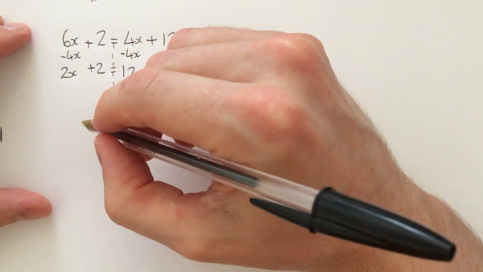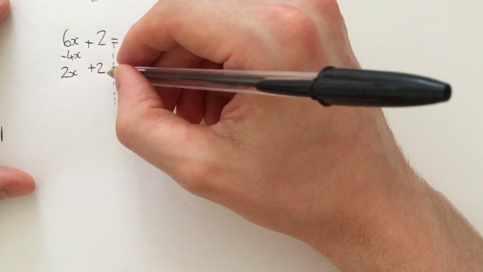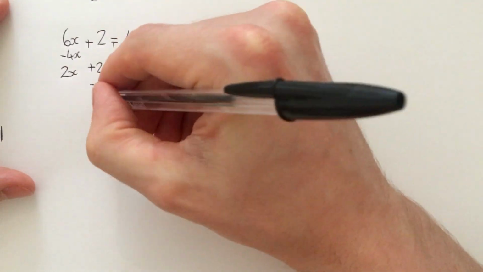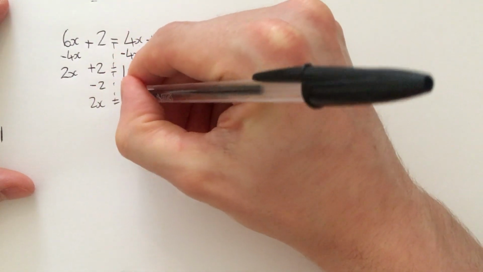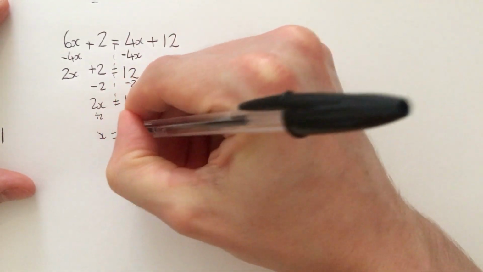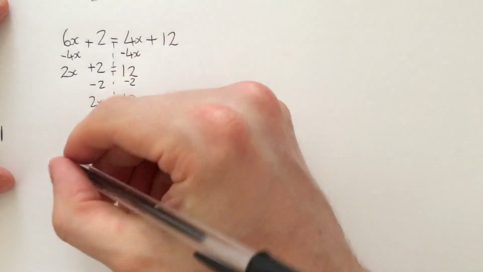Now I've got x just on one side, and I'm good to go. I just solve the equation like I normally would. Minus 2, minus 2. 2x equals 10, divide by 2, divide by 2, x would equal 5. Okay? So that's one example. I'll do 4 quick examples here.